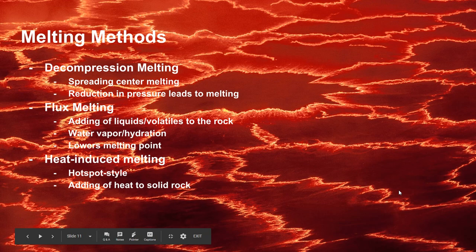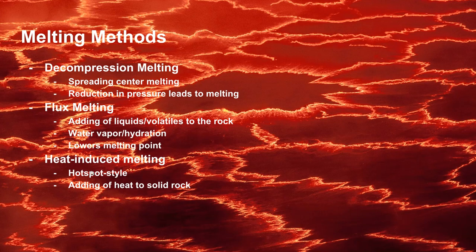So there's several ways of doing this. When you're doing it at a spreading center, it's decompression. You're taking the pressure off of the rock below, and it actually causes it to melt. And that's commonly what happens at spreading centers. There's also flux melting. It's subduction zones because you're adding water or adding other volatiles. It's a form of flux, and when you add that, it changes the melting point of the rock, and it actually causes it to melt at a lower temperature.